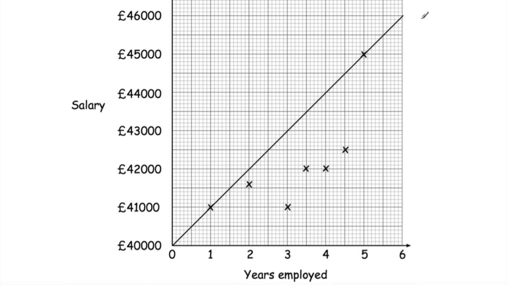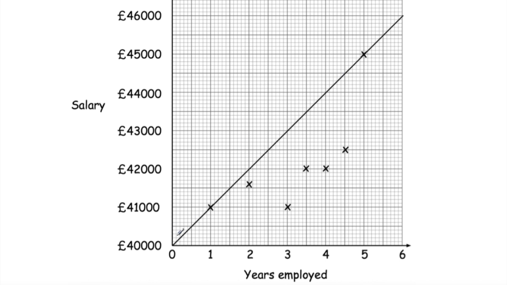So if we have a look at the line of best fit, well, if we start at 0, so the employees just started with the company, and if we look at the line of best fit, it's saying their salary should be £40,000. If we go across 1 year and up to the line of best fit, we get to 41,000. Across 1 year, up another 1,000 to get to 42,000. Across 1 year, up another 1,000. Across one, up another 1,000. So the line of best fit does imply that.